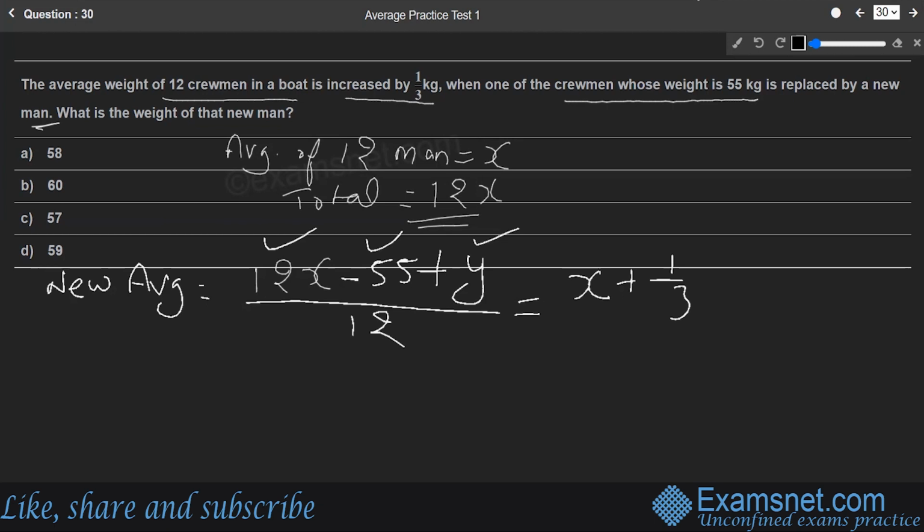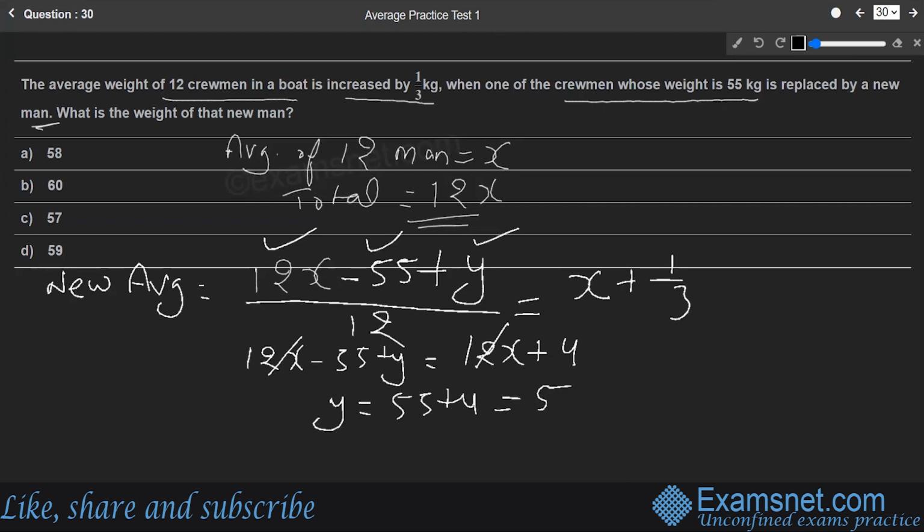Okay, let us solve it. So it's going to be 12x minus 55 plus y, 12 goes that side, 12x plus 12 by 3, which is going to be 4. So this 12x and 12x get cancelled on both sides. So clearly we are left with y is equal to 55 plus 4, that is nothing but 59 kg. So that is the weight of the new person added, 59 kg, because of which the average has been increased by 1 by 3 kg. So the right answer is 59 kg, available in option number D.